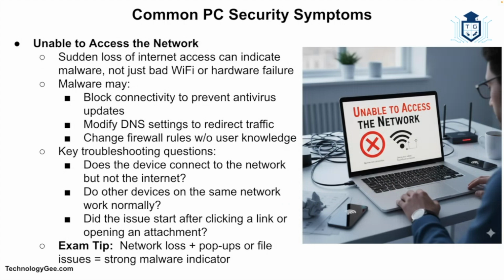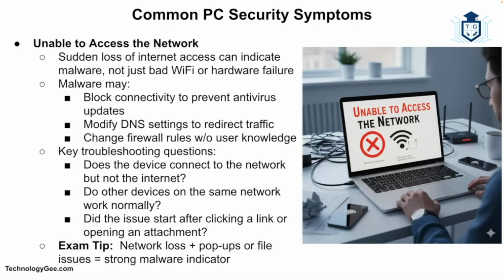All right, so let's start with the most frequently tested and encountered security-related symptoms. And the first one is you are unable to access the network. So when a user says that they can't get on the internet, most people immediately think of bad Wi-Fi or a down router. But from a security troubleshooting perspective, this symptom raises red flags because malware can interfere with network connectivity in several ways. Some malicious programs intentionally block internet access to prevent antivirus updates, and others modify DNS settings so traffic is redirected through malicious servers. And in some cases, a firewall rule may be changed without the user's knowledge.